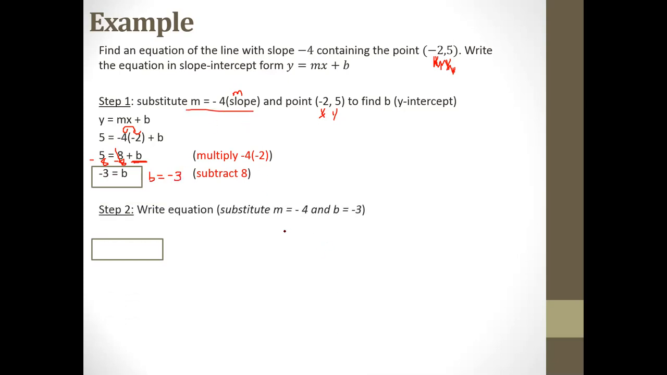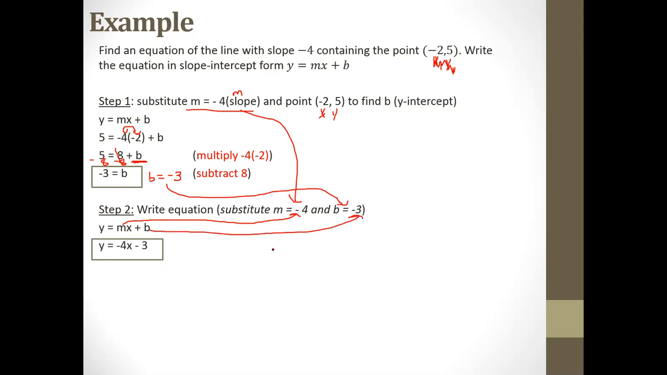Now that we have b, we know that b equals -3, and we already had the slope from the directions. We're going to substitute our slope of -4 and our b term, which we just found is -3, into the slope-intercept form of the equation, so into the y equals mx plus b form. When we substitute those values, we get y equals, our m is -4, -4x, and then our b is -3. So y equals -4x minus 3 is the answer.